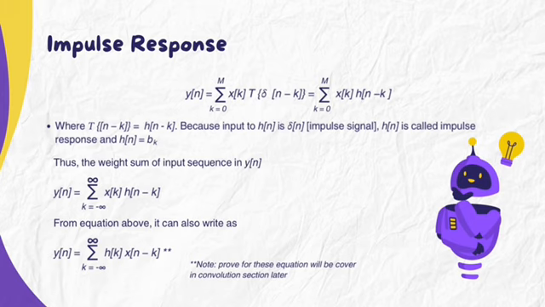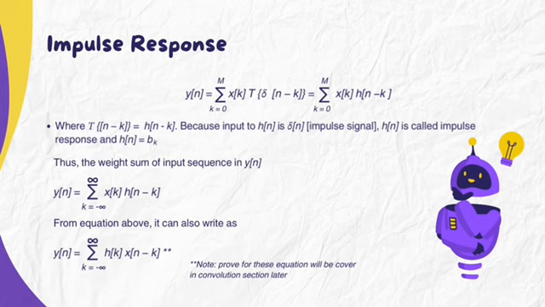Now, usually signals go on for a long time, so we extend our equation to cover all time. That gives us y of n equals the summation from k equals negative infinity to positive infinity of x of k times h of n minus k. You'll also see the same thing written in another way, y of n equals the summation from k equals negative infinity to positive infinity of h of k times x of n minus k. Both forms are the same, just flipped around.